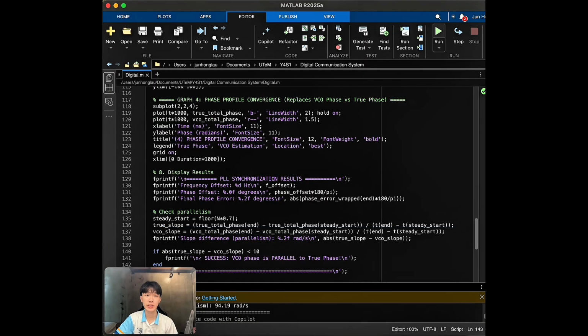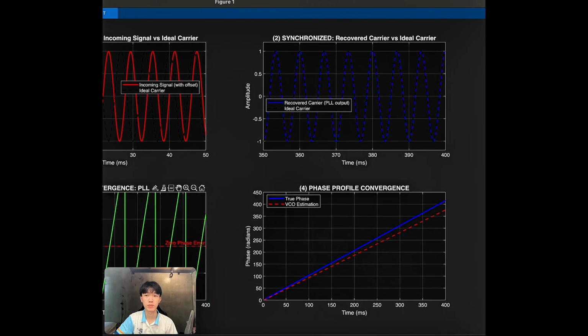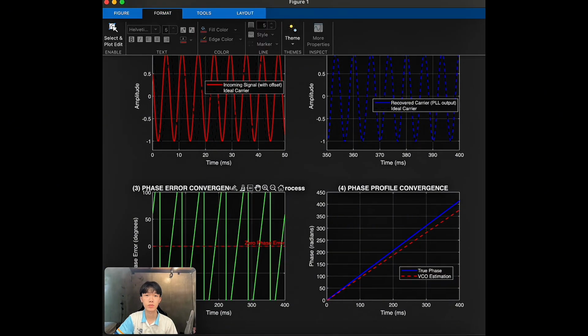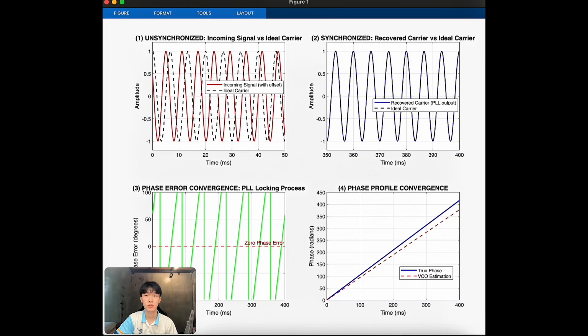Now I will run the simulation. Graph 1 shows the unsynchronized signal. The red wave drifts away from the ideal black dashed carrier due to the 15 Hz frequency offset, and starts at a different point due to the 60-degree phase offset. This shows why synchronization is needed.